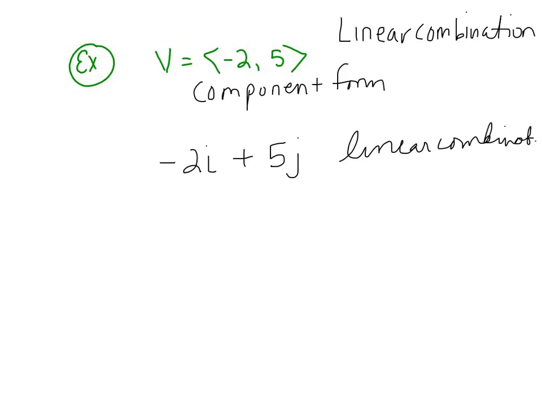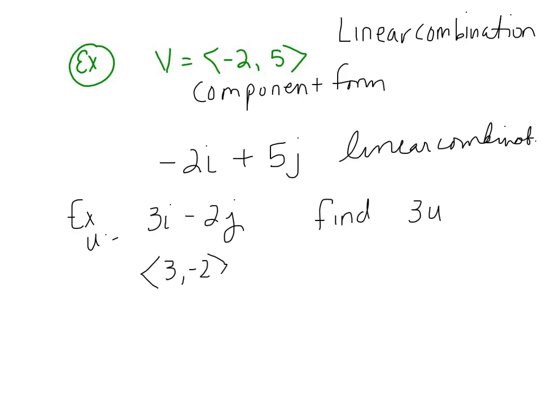There's a reason behind it, but for now, I just want you to be aware of what that looks like. So if, for instance, they give you an example that says u equals 3i minus 2j, and then find 3u, what that means is, if I write this as a component, 3, -2, then 3u would be 3 times this. So 9, -6. It's just another way of writing it, and you can do the same vector operations whether it's written in linear combination form or in component form.